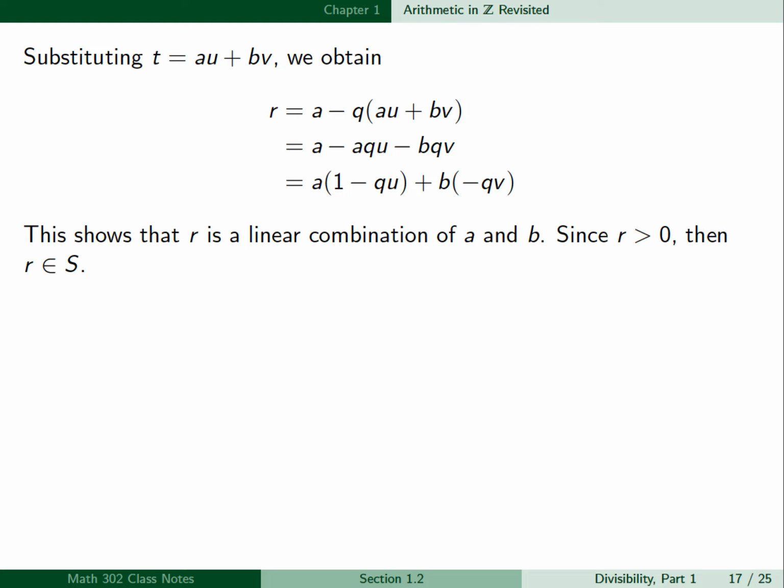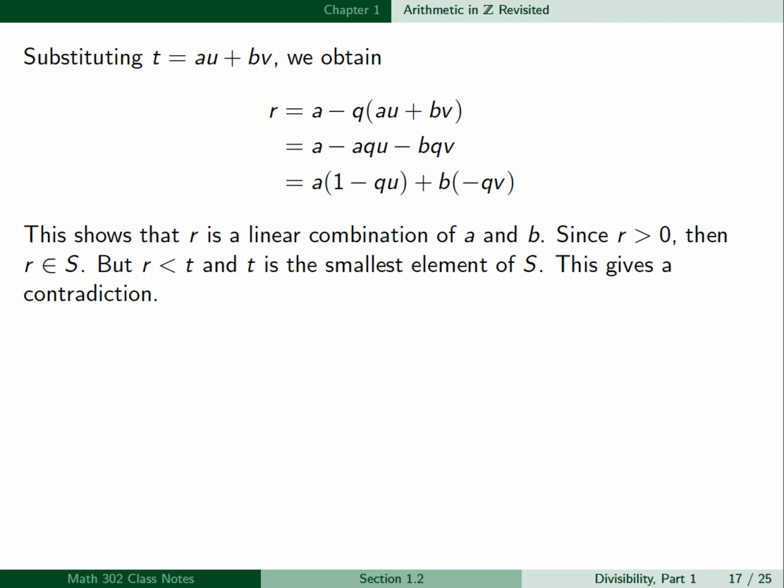Now, since r was assumed to be positive, that tells us that r is a positive linear combination of a and b, which means that it must be an element of S. But r was less than t. That was the remainder when dividing by t, so it was less than t. And t was the smallest element of S. So this gives a contradiction. We have an element which is less than the smallest element of S, which belongs to S. And the contradiction arose from supposing that t did not divide a, and so thus t divides a.